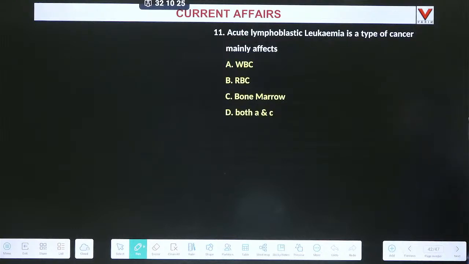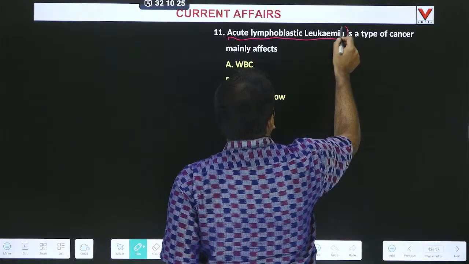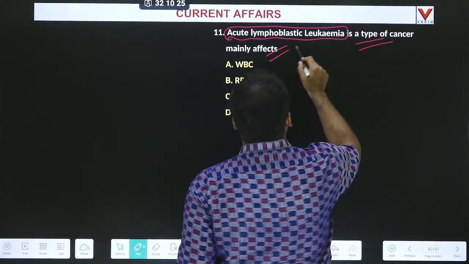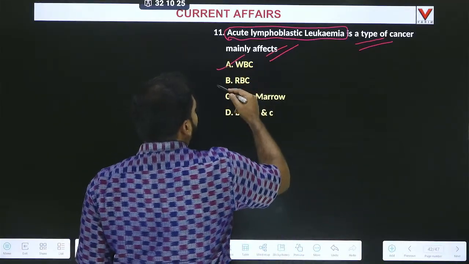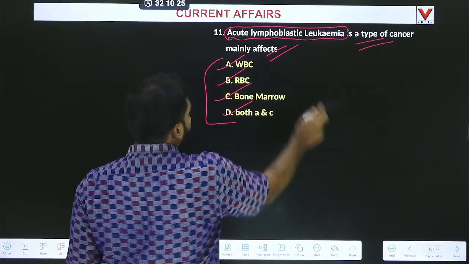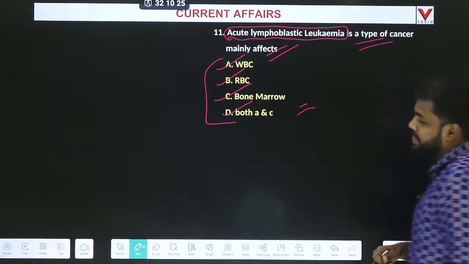Let's move to the last question. Acute lymphoblastic leukemia, this is the name of the disease, is a type of cancer that mainly affects: A, WBC; B, RBC; C, bone marrow; D, both A and C. Means both bone marrow and WBC. Please attend this question. We will discuss it after 10 seconds.